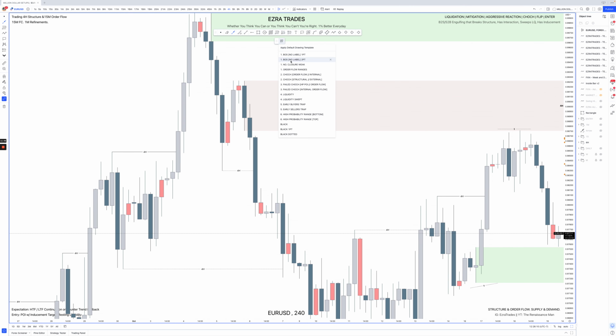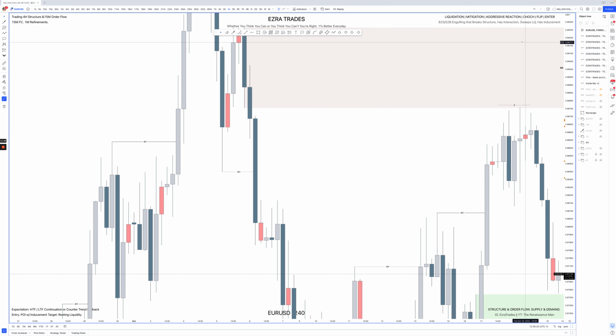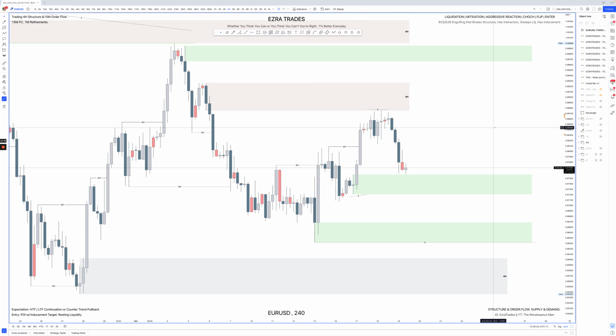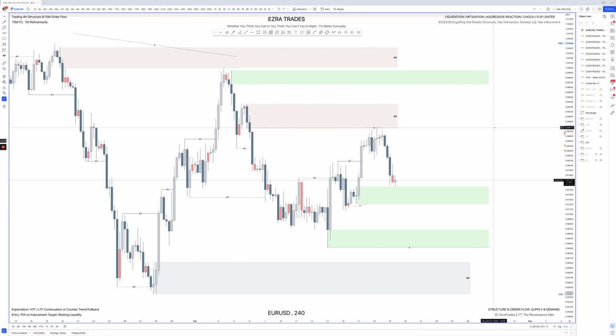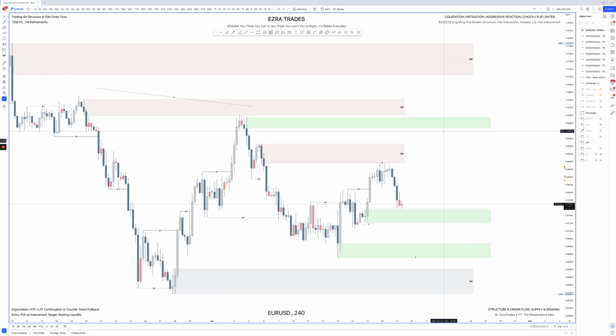Let's mark it out like this. So this would be that low that I drew mine from. You can see that that pierces it a little bit lower. So for example, here now you can see that we did actually give that small tap to that supply, right? And usually I'm looking for a deeper mitigation into a POI, but if price generates the entry model that I'm looking for, then I'm going to take that.